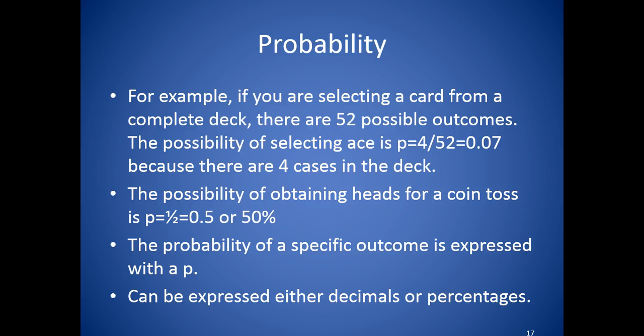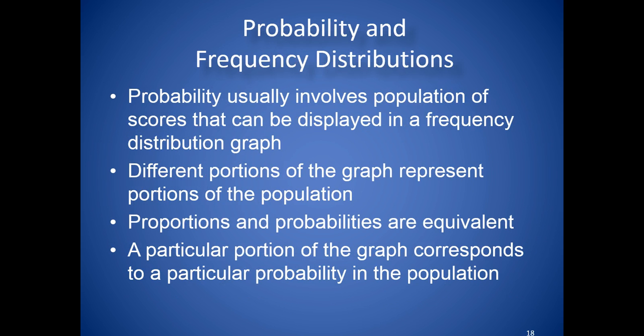What about the probability of obtaining heads in a coin toss? Well, there are just two sides of the coin, the head and the tail. And so you have 1 divided by 2, or 0.5, or a 50% chance. So the probability of a specific outcome is expressed with a small p and can be expressed either as a decimal or as a percentage. When it comes to frequency distributions in relation to probability, probability usually involves populations of scores that can be displayed in a frequency distribution graph. I'll show you in the next slide.